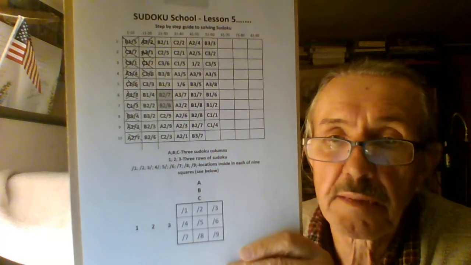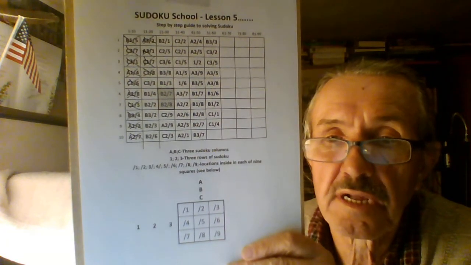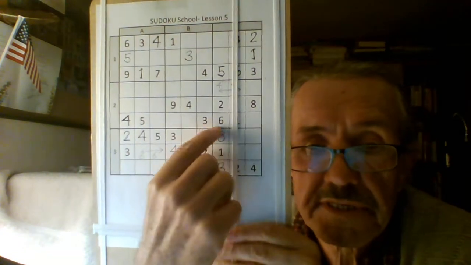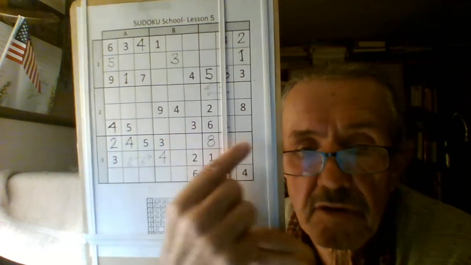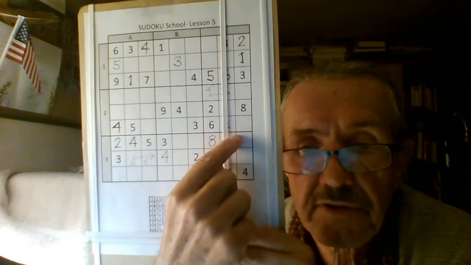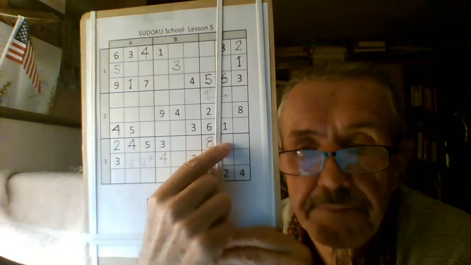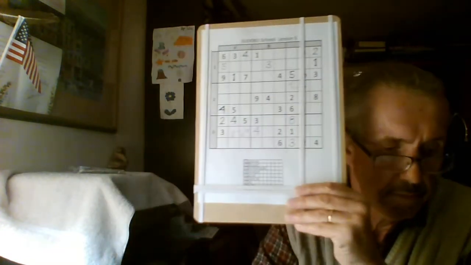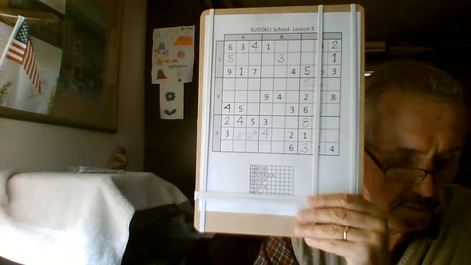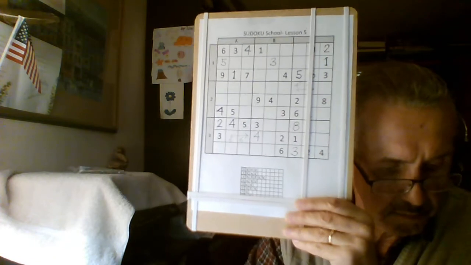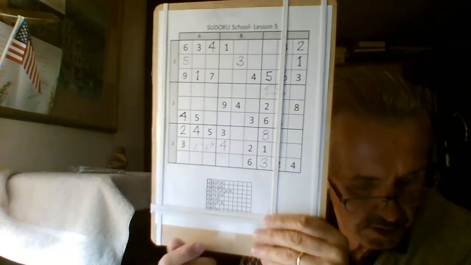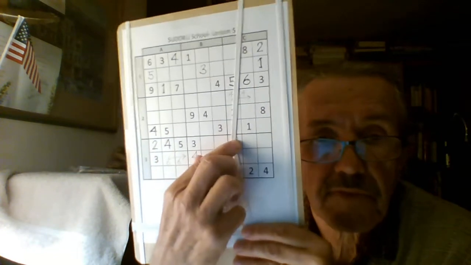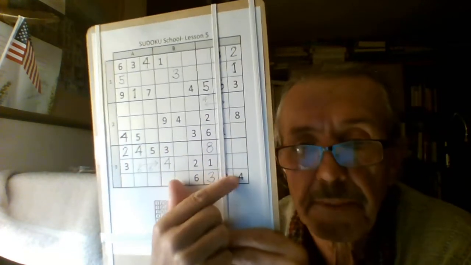The next step will be square C3, location 3. Square C3 is over there, and location 3 is over there, and we're looking for number 6. Excuse me.